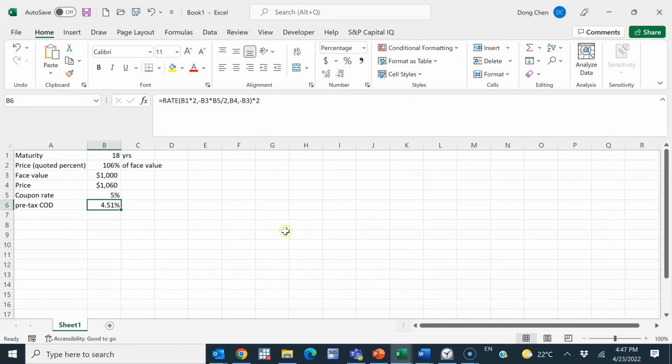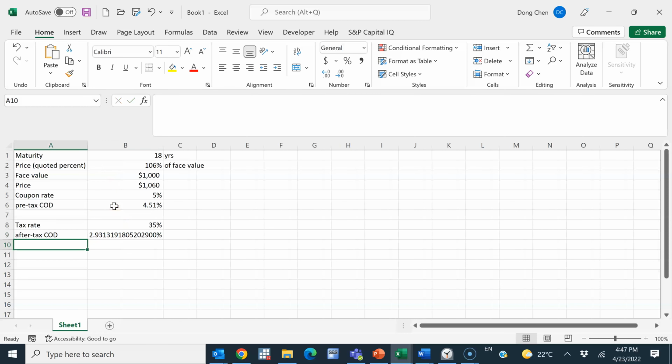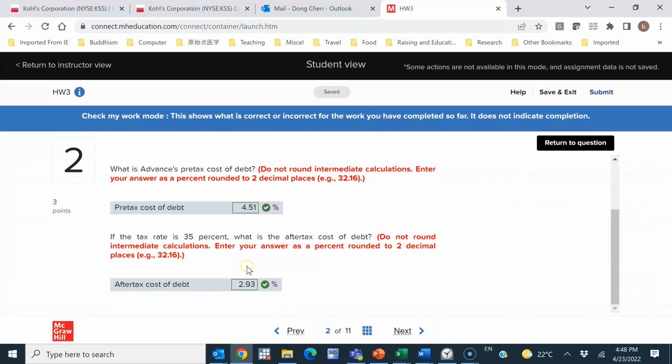And after that, the tax rate, right? Tax rate is 35%. Hence, the after-tax cost of debt is simply equal to 1 minus the tax rate multiplied by the pre-tax cost of debt. So again, just need to follow the rounding requirement, and this gives me 2.93%. Now check my answer, and this is all correct.